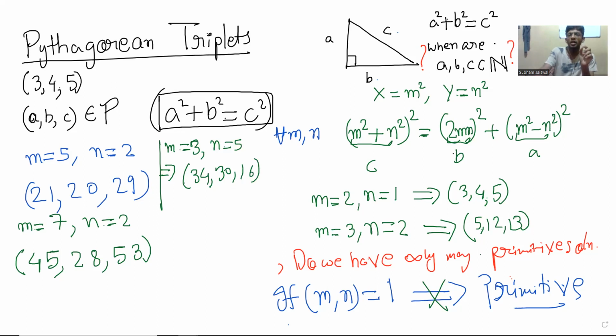So now we should think, what more conditions should we add? Certainly, M and N have to be coprime. If you have any hope of getting primitive, they should be coprime. If they are not coprime, then there will certainly be a GCD between these two things, because M and N have a GCD. But we need some more conditions, right?